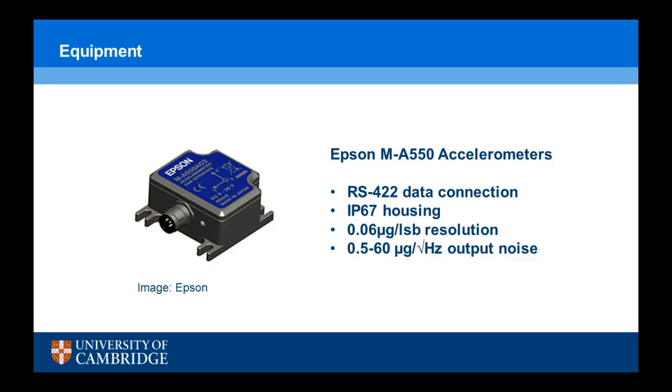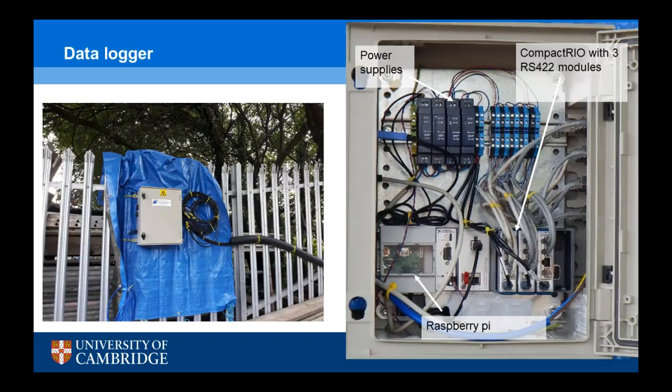For the installation of instrumentation, because this bridge is a short span bridge which is very stiff, we wanted to use high sensitivity accelerometers. We used this accelerometer, each costing around £1,000. We used 10 of those accelerometers on the bridge. They have very low noise and high sensitivity.